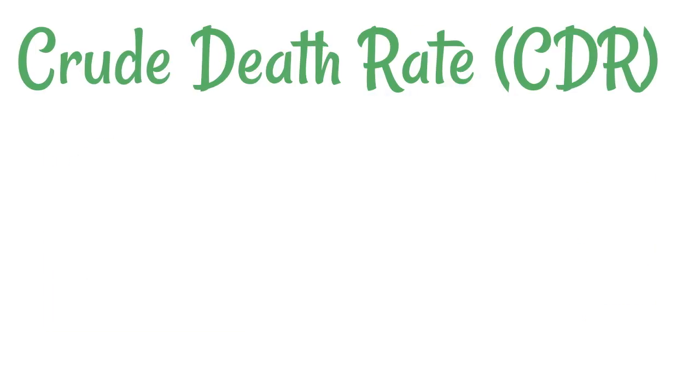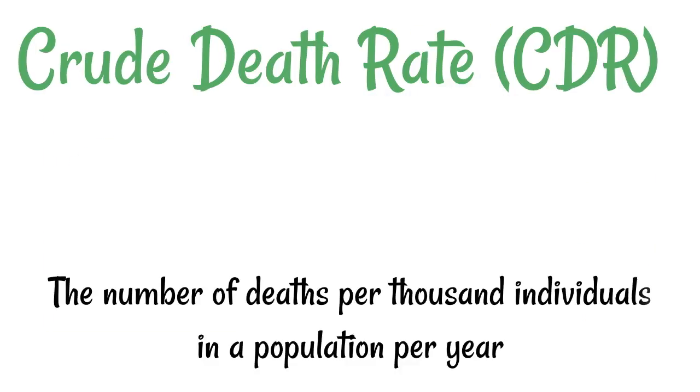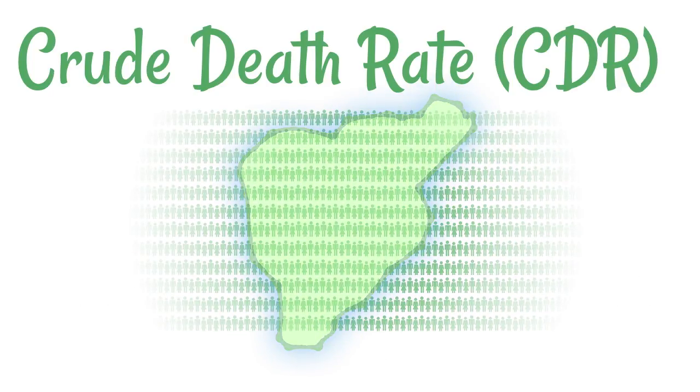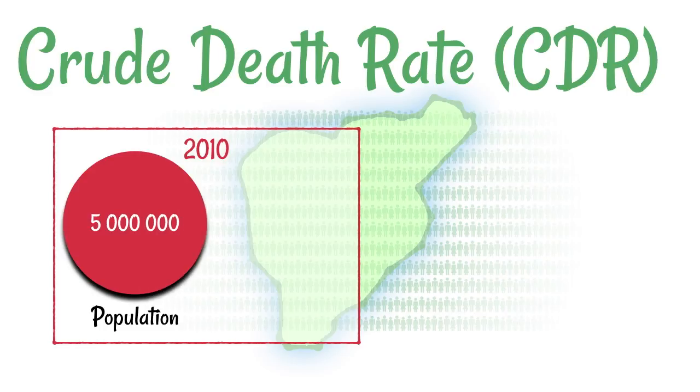Crude death rate, this works roughly the same. Obviously, we're talking about deaths per 1,000 individuals of the population per year instead of births. But in order to do the maths behind it, it's roughly the same principle. So let's look at our example population again. Let's say in 2010, we're sticking with the same population. So it's 5 million people and there are 10,000 deaths in this year.